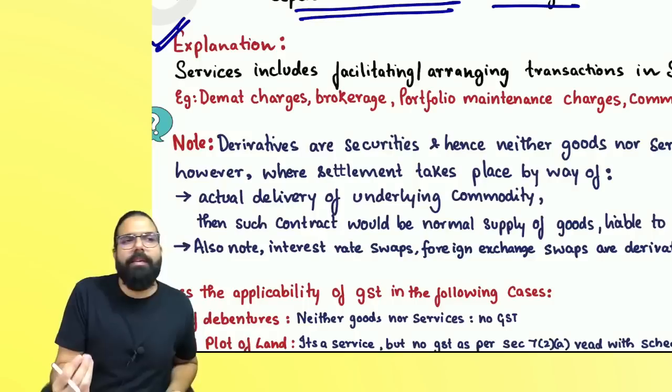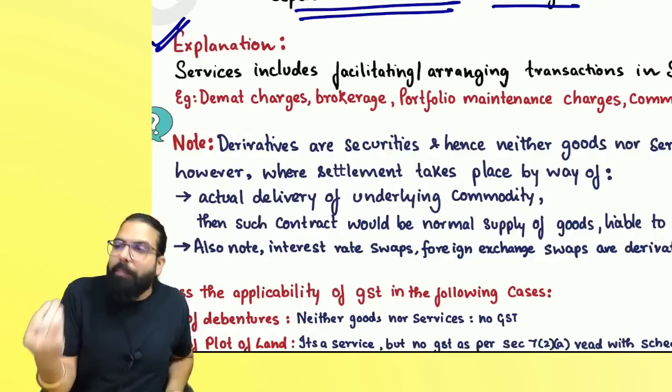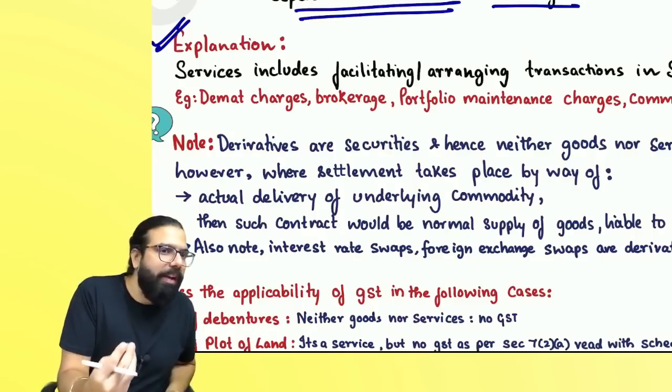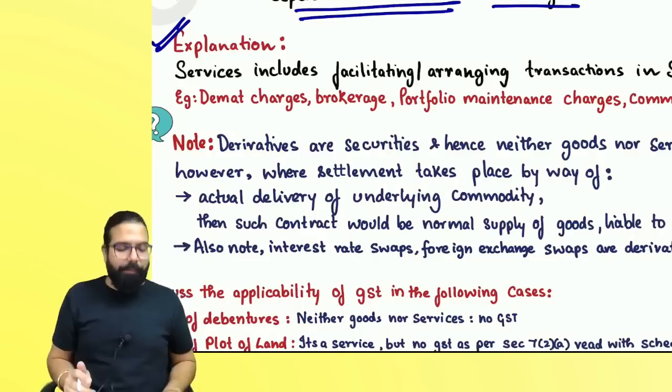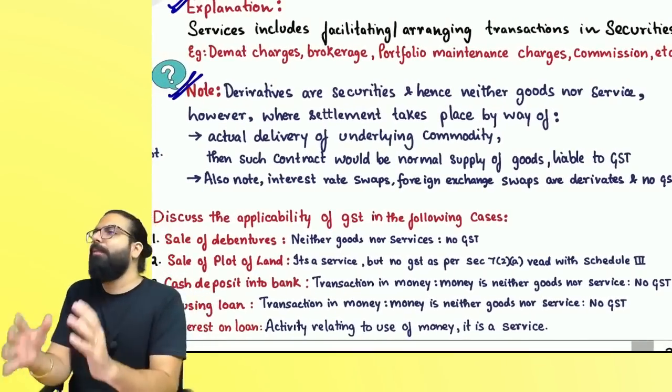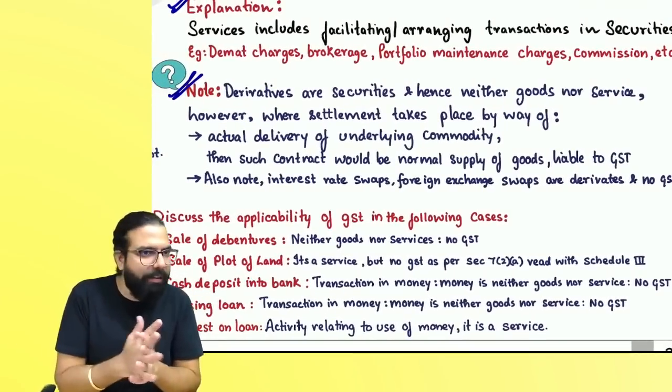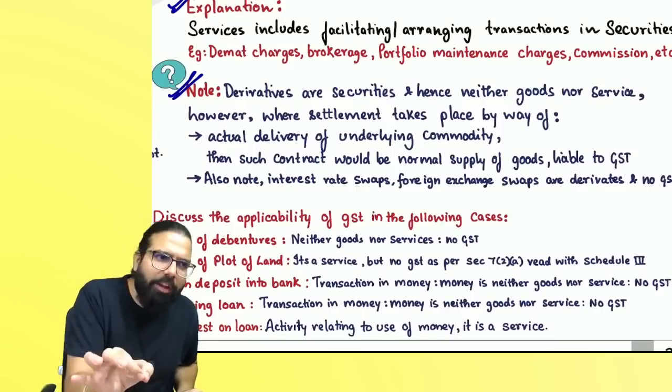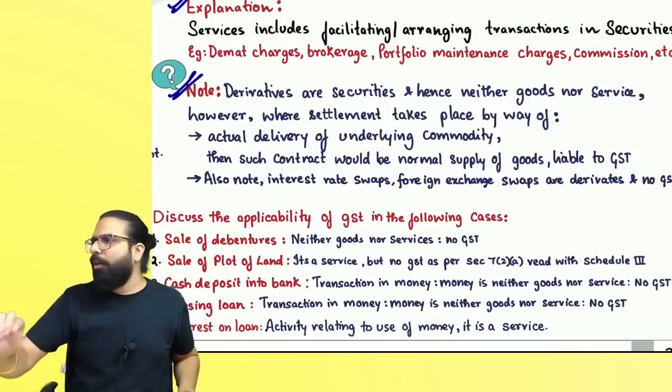Portfolio maintenance charges, demat charges, brokerage commission, etc., are for a service. The next one over here, I went in and told about derivatives. Always remember, derivatives are securities like future contracts, etc. All these are always securities, and hence securities are neither goods nor service.